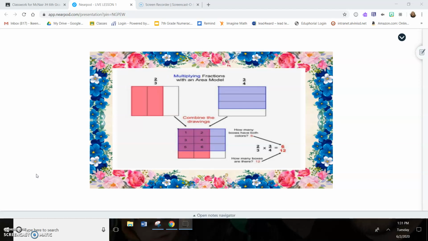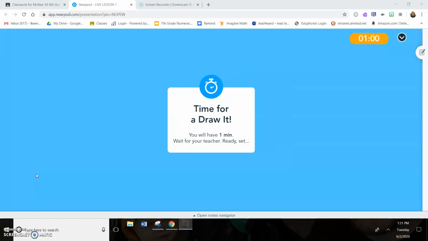When we look at the purple part of it, we have 6 out of the 12 that are purple. So if we apply that to the question, 2/3 times 3/4, 2 times 3 is 6, and 3 times 4 is 12, and that is how we come up with the purple products, 6/12. All right, so let's look at this for a second, okay?